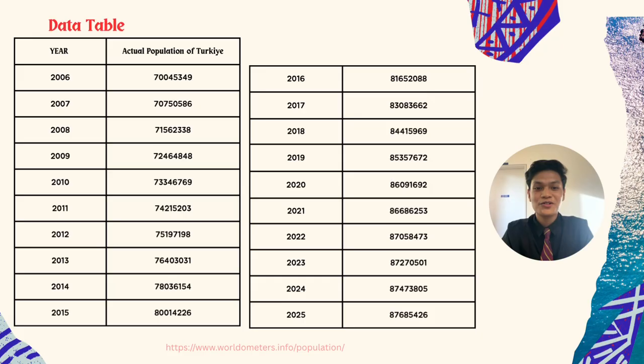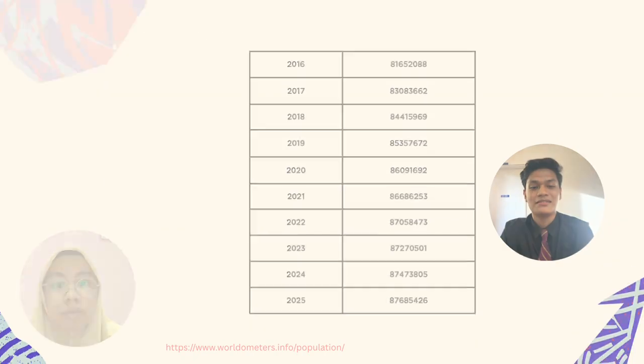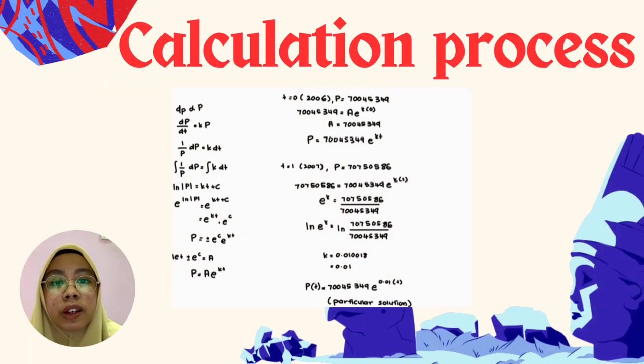Alright, moving on to the data table. This is the actual population of Turkey data from 2006 to 2025, which is a period of 20 years. This data is taken from authentic data, which we can find at www.worldometers.info population. As we can see from the data table from 2006 until 2025, we can conclude that the actual population is slowly increasing year by year.